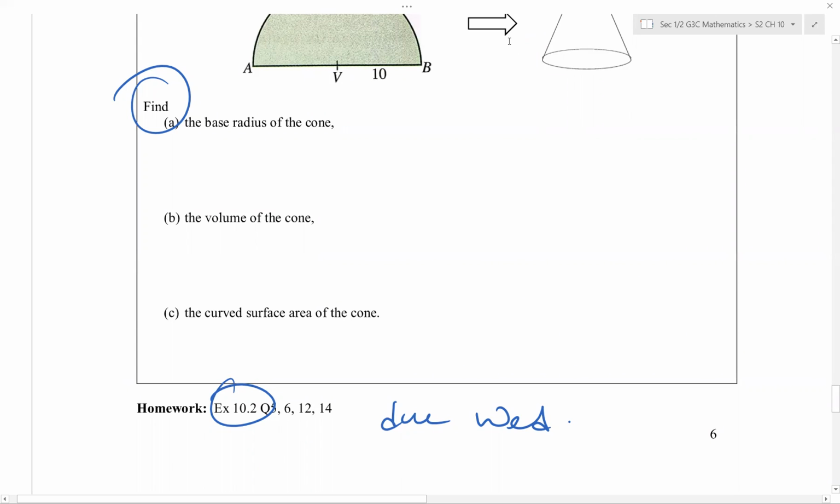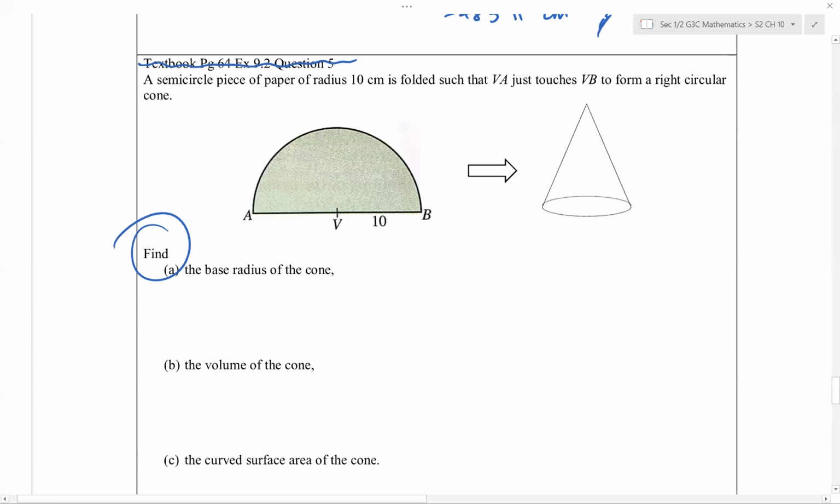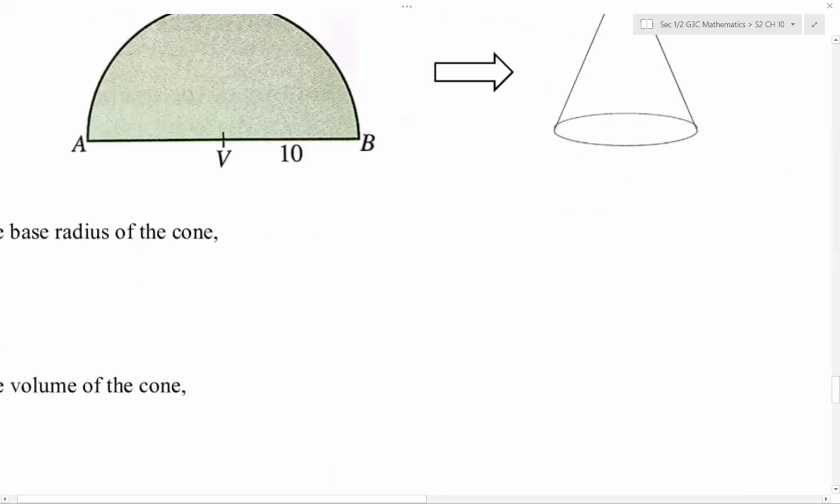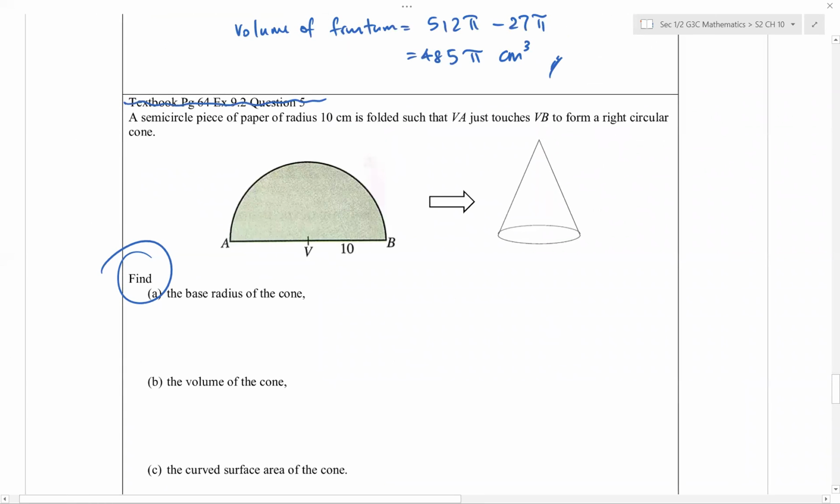Okay, let's start. First, we've got a semicircular piece of paper, radius 10, folded such that VA touches VB. So we've got our point V at the top and our points A and B that meet each other anywhere along the circumference.